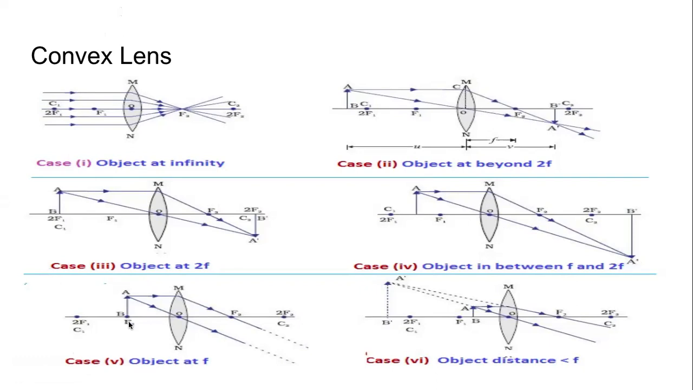Number 5, another special case. We are moving the object even nearer to the lens. So from between 2f and f, now we are keeping it at f. And when we keep it at f, we realize that after refraction, the rays of light will all be parallel to each other, not parallel to the principal axis. They will be parallel to each other. So the image we can imagine to be forming at infinity, and very, very large.